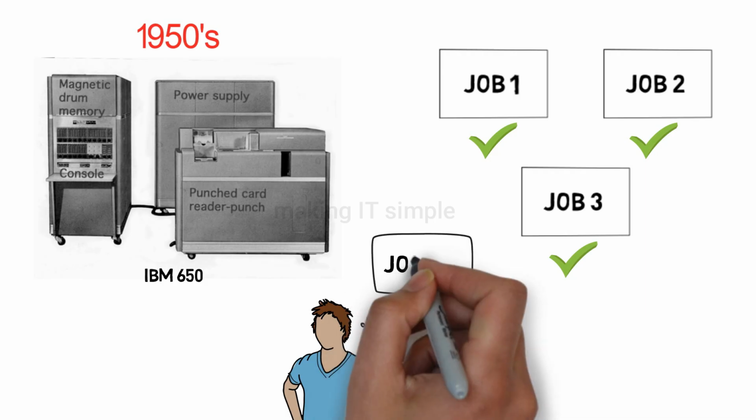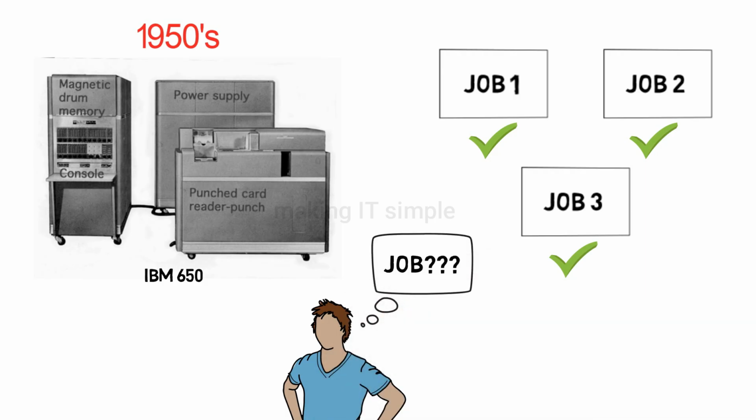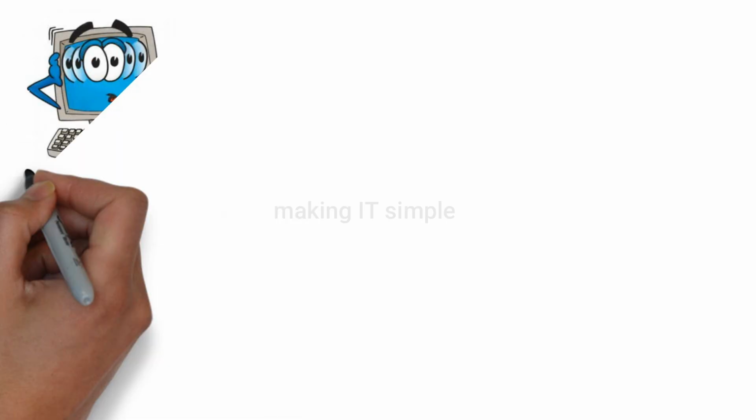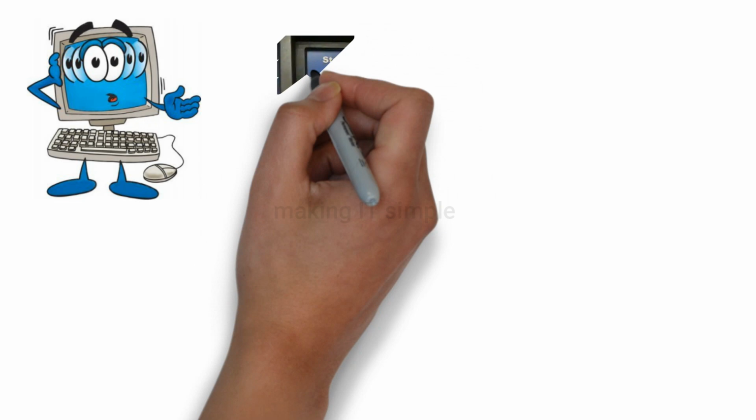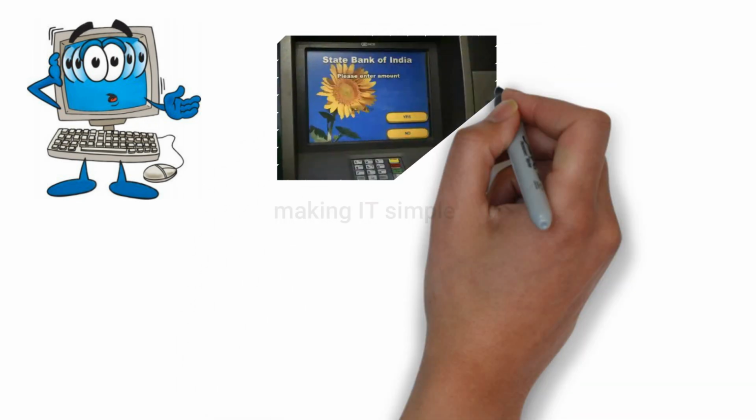So what is a job and why were jobs executed? The operating system or the computers at that time were not interactive. What do we mean by that? Let's see with an example.